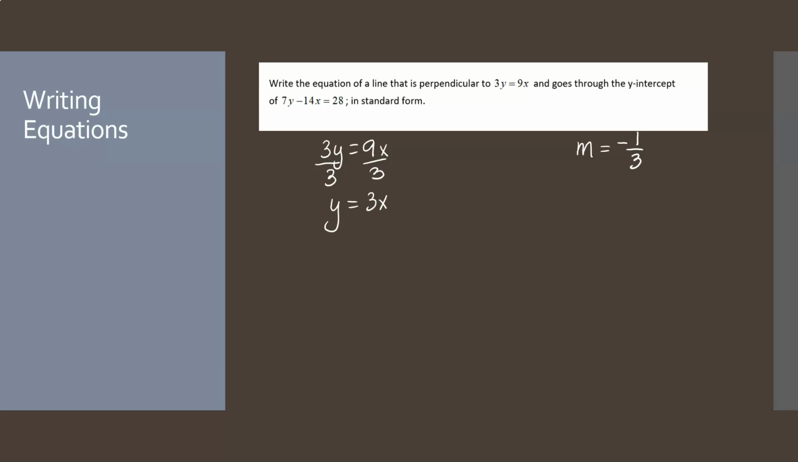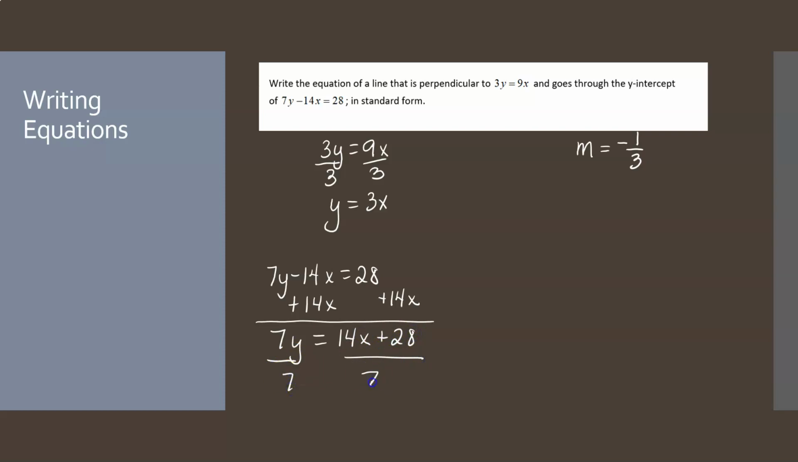Now we want to rearrange the second one so we can find the y-intercept. So we have this equation, and we need to put that in slope-intercept form so we can find the b. So I am going to add 14x to both sides. So I have 7y equals 14x plus 28. Now I'm going to divide everything by 7. So I have y equals 2x plus 4. So here's my b, or my y-intercept.